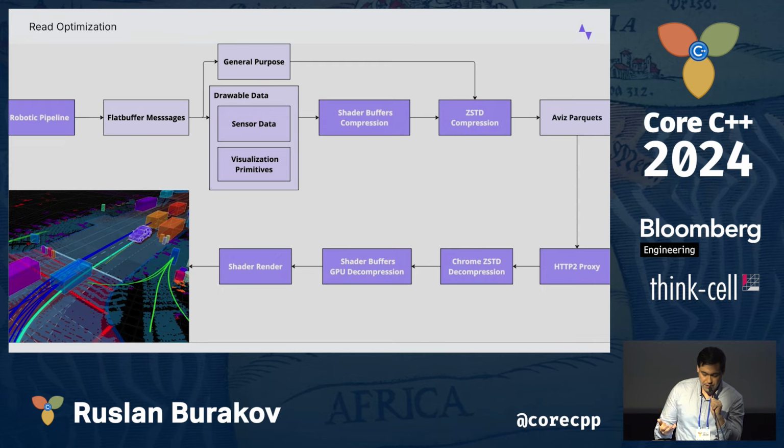After we receive some data, we have to, as I said, pre-render it, which is indicated by this box called shader buffer compression. We prepare and align the data, minimize its size, and minimize the number of its draw calls. After that, there is a general block where we ZSTD compress our data, and then we store it in our own version of Apache Arrow Parquet files, which we modified for better read performance. After that, the relevant parts of Parquet are served over the proxy. They are compressed natively by Chrome, and then they are decompressed even more on the shader, and then we finally see the picture on the screen.